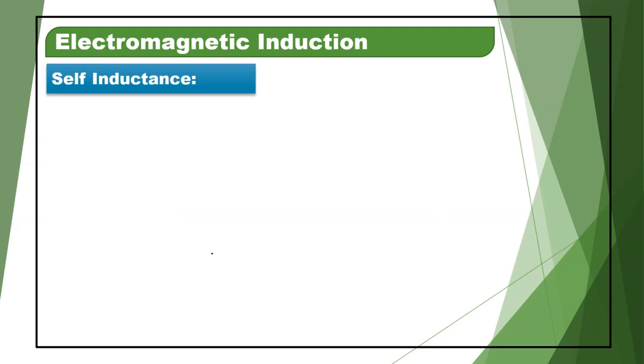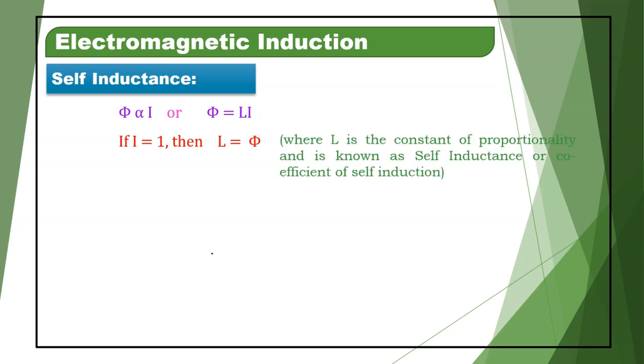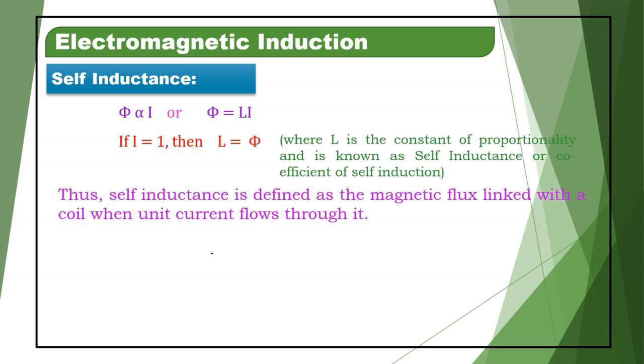The next is self-inductance. This is a formulation only. The flux phi is proportional to I. When the proportionality sign is removed, the constant comes in, and that is called self-inductance. If the value of current I is equal to 1, then L is equal to phi. Here L is the constant. So the constant of proportionality is known as self-inductance or the coefficient of self-inductance. Self-inductance is defined as the magnetic flux linked with the coil when unit current flows through it.